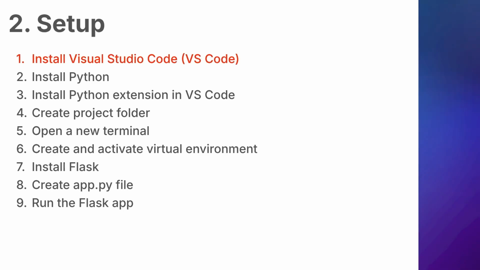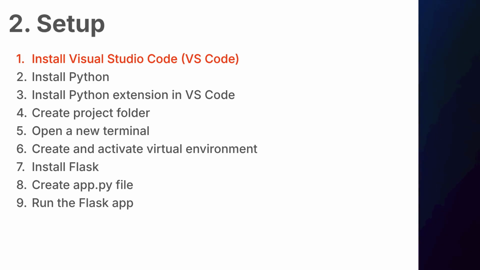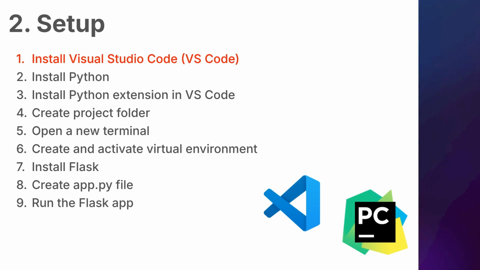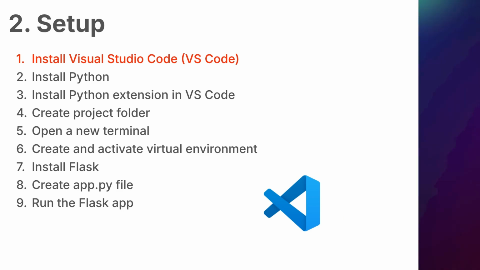Step 1. Install Visual Studio Code. There are several options for the development environment for Flask, such as Visual Studio Code, PyCharm, and more. In this course, we'll use VS Code since it has great features such as lightweight, fast, tons of extensions, great Python and Flask support, and more.